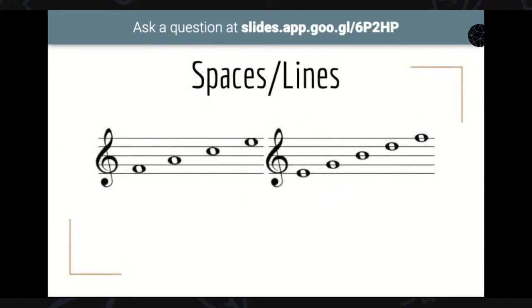A nice way to remember the spaces of the treble clef is by remembering the word face. Starting from the bottom space, you can go up each space in the treble clef, and it will spell the word face. We were taught to memorize the notes on the lines by using a mnemonic. The notes E, G, B, D, and F stand for every good boy deserves fudge.